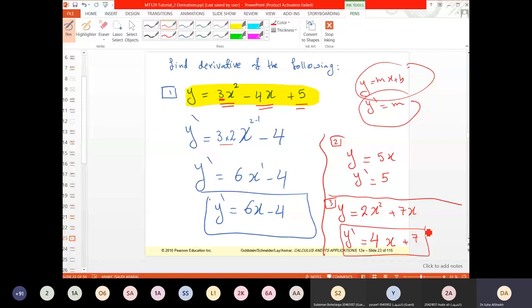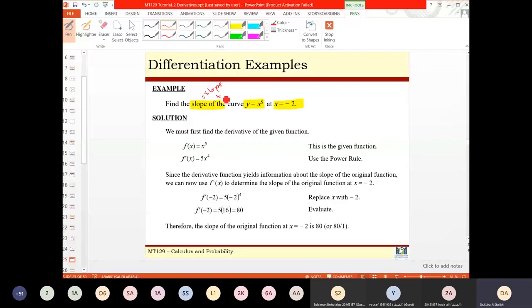Okay, let's go to the question. Find me the slope of this curve at this point. What does the slope of the curve mean? It means the slope of the tangent line. And what does the slope of the tangent line mean? It means the derivative. All mean the same: they want the derivative.